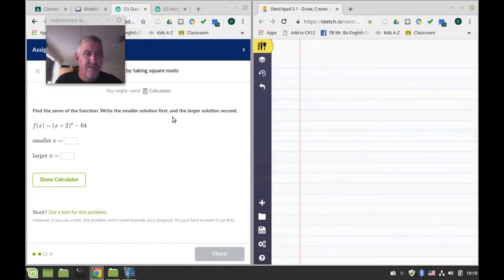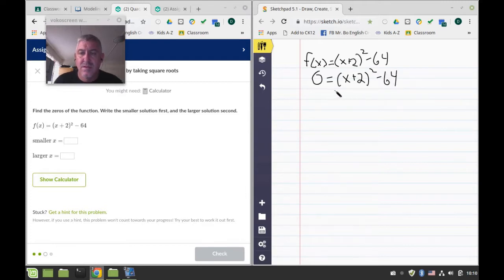All right, we're on number 3. Find the zeros of this function. So our function in function notation is f of x is equal to x plus 2 squared minus 64, and we want to know the zeros, so we want to know when the function is 0. And then my inverse order of operations. First I'm going to add 64 to both sides.